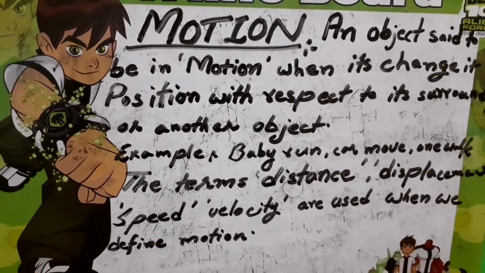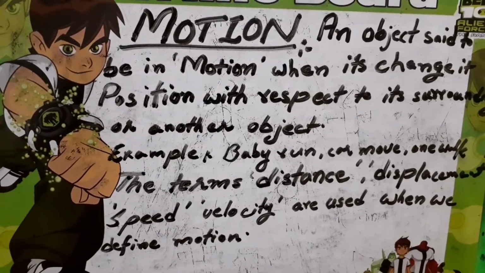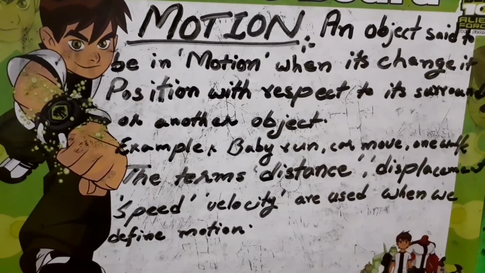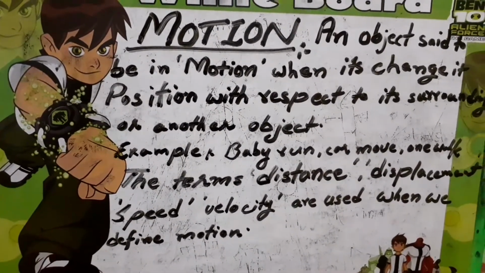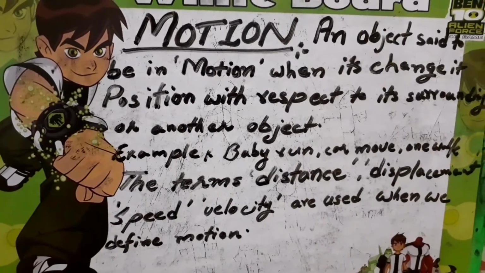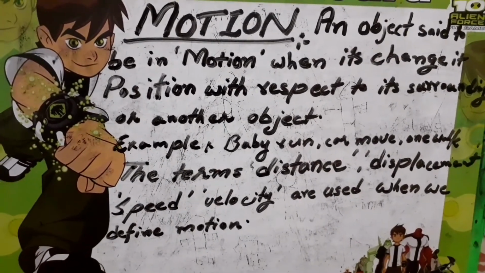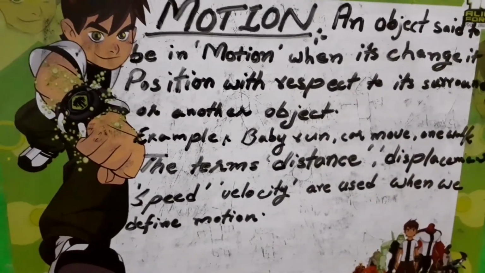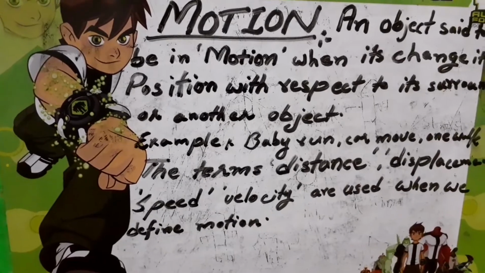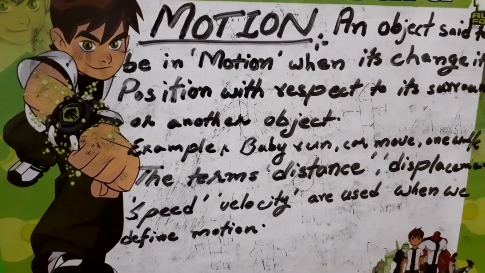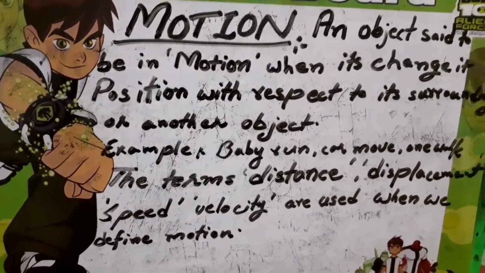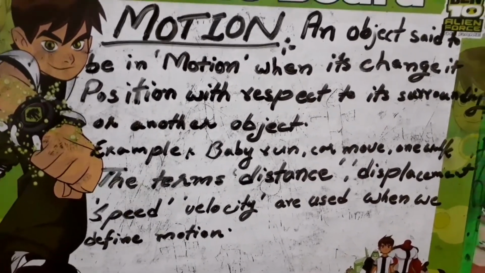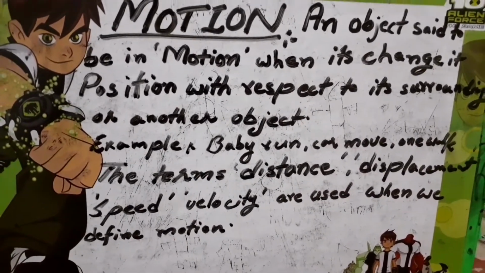What is speed? Speed is the distance covered by the body or the object with time. And what is velocity? Velocity is the distance covered by the body in a particular direction. So these are the terms when we talk about motion.